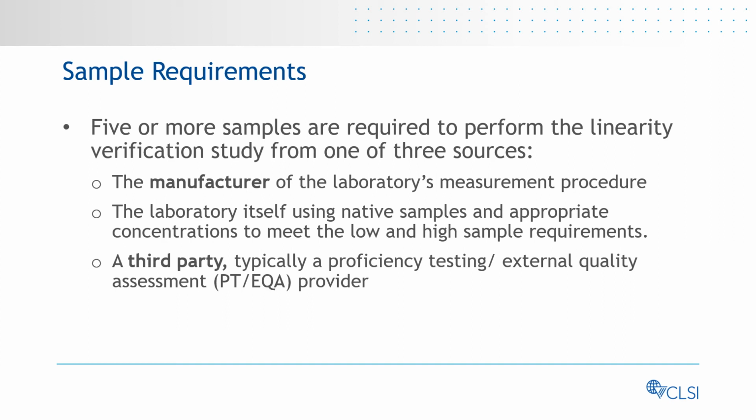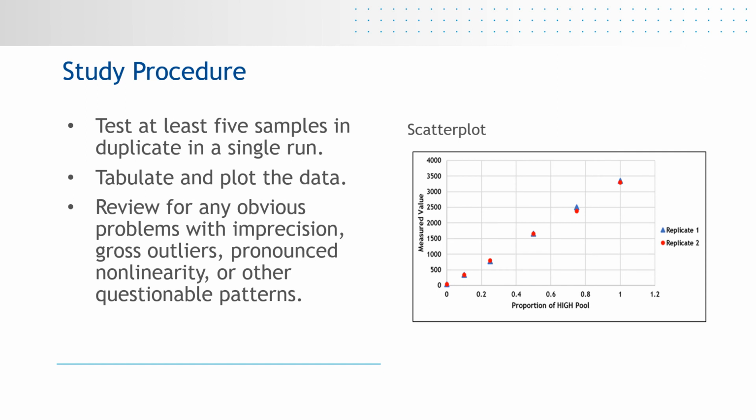The samples can be a pre-made linearity panel provided by the manufacturer or a third party, or they can be patient samples that meet the study criteria. The samples are tested in duplicate, tabulated, and plotted. A visual review can help determine whether there are any gross outliers, pronounced nonlinearity, or other issues.